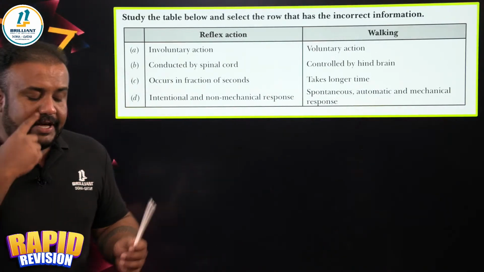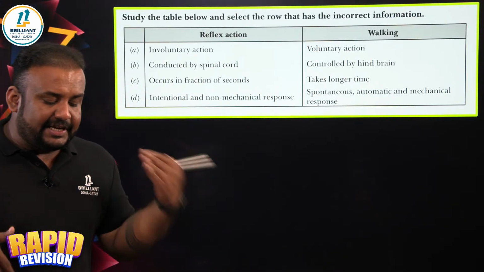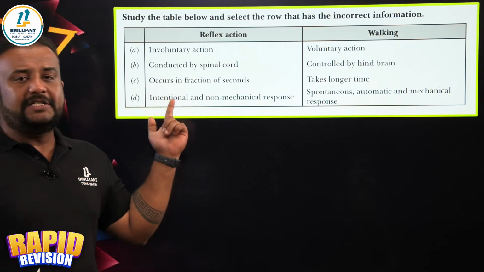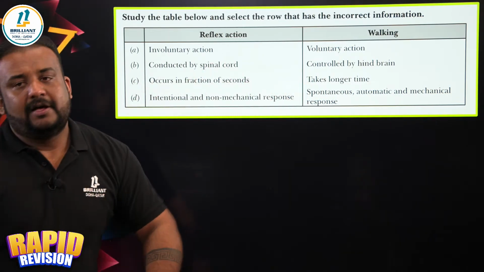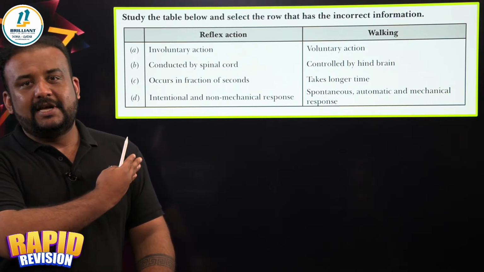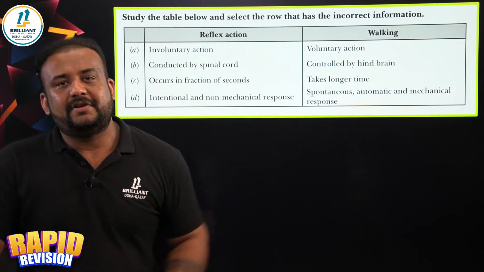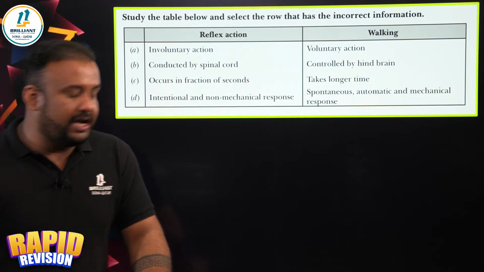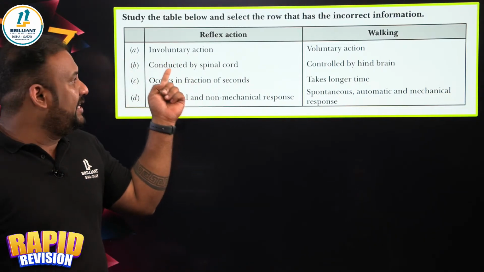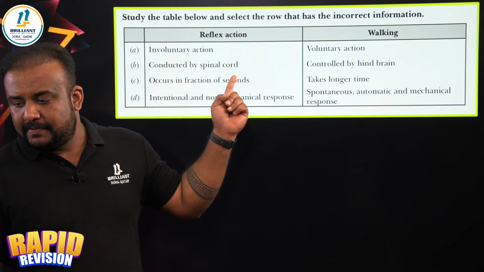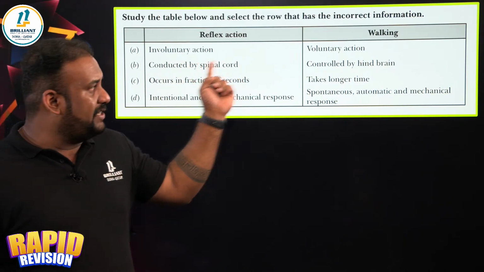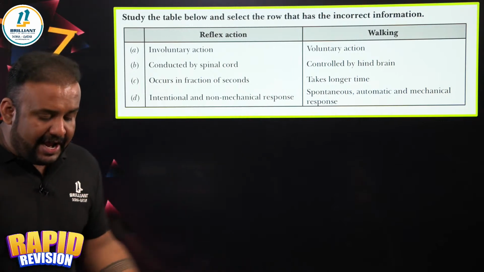Okay. Next one. Study the table below and select the row which has the incorrect information. It's a difference between reflex action and walking. In fact, you can remember this table as well, because it's an important question. What are the differences between reflex action and walking? Point number 1, reflex action is involuntary. True or false? It is an involuntary action, whereas walking is a voluntary action.